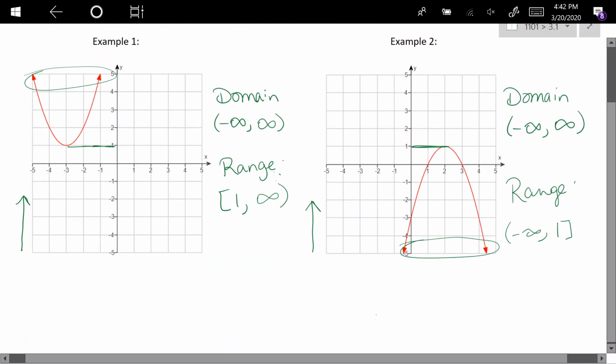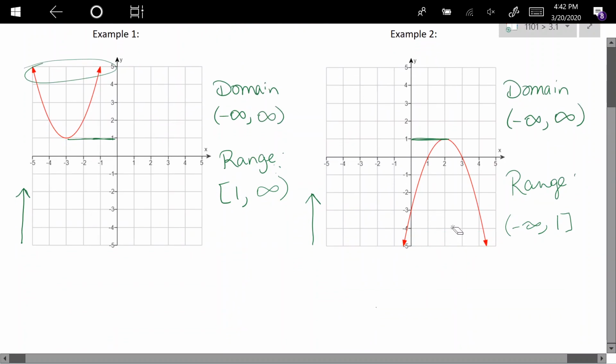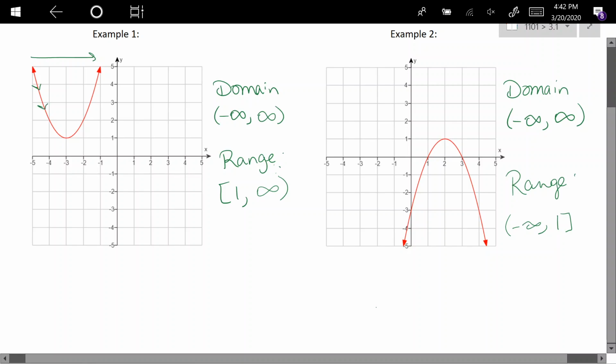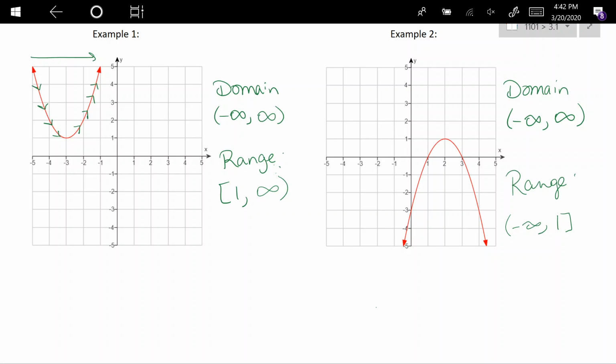Next, let's talk a little bit about increasing and decreasing. Increasing and decreasing, we are going to look, again, left to right on our graph. So as we look from left to right, one easy way to tell whether we're increasing or decreasing is to draw arrows on our graph. If our arrow is pointing down, we're decreasing, and if our arrow is pointing up, we're increasing. One thing to note when you're working with quadratics is your direction is always going to change at your vertex.